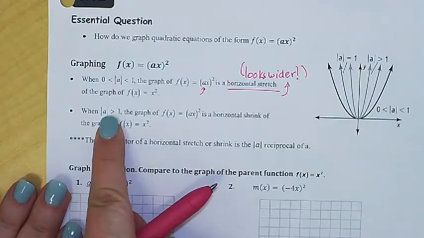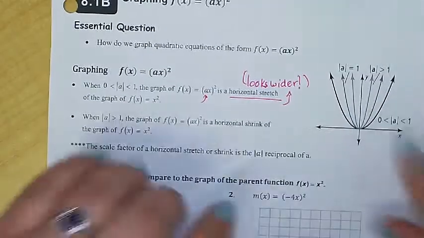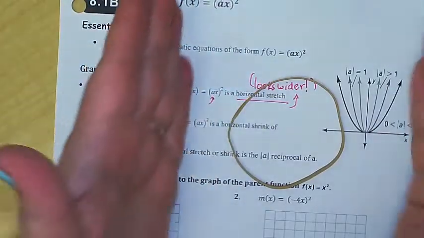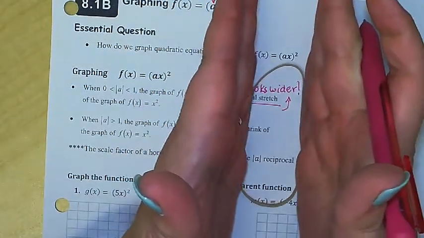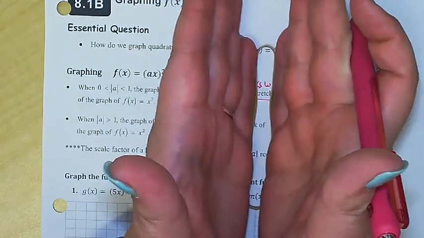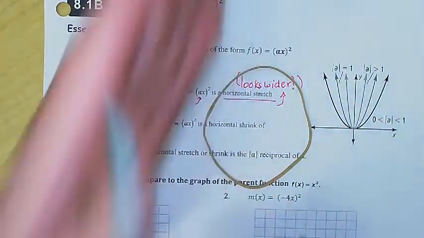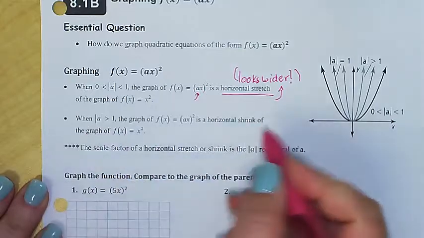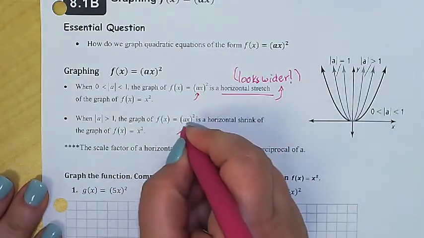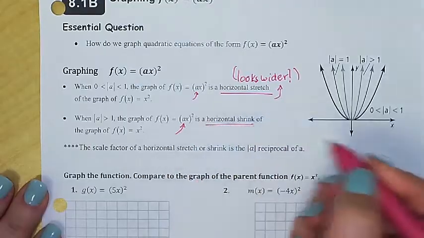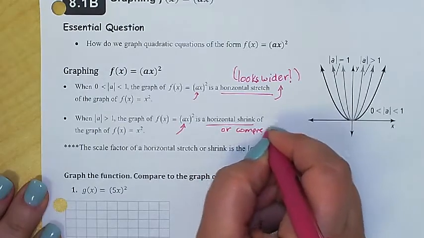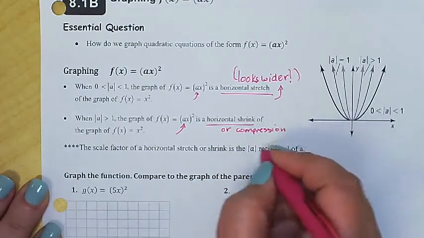If A is greater than 1, if it's a large number, then it is still going to get narrower. But if I think of how I would make this get narrower from a horizontal perspective, that would be a horizontal compression, right? It would be us coming and squeezing in, and it would get long and more vertical looking, but it would be from that horizontal perspective. So when A is greater than 1, and it's on the inside, then we're looking at a horizontal shrink or compression. And it's going to look narrower.